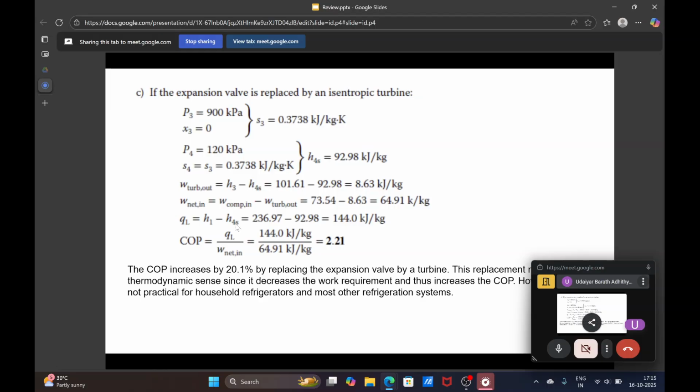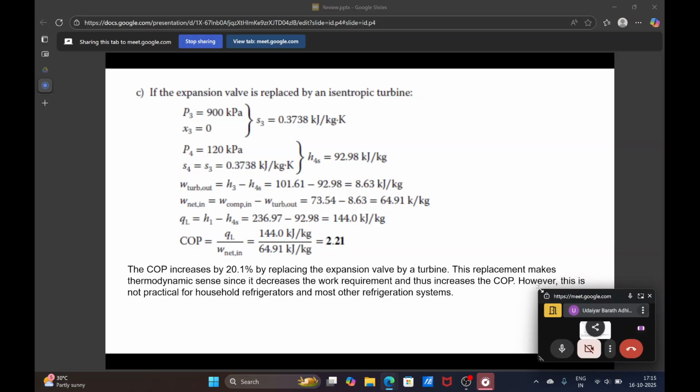which you are supplying to the cycle has come down, and also your cooling rate has gone up. So QL has increased, so your numerator is increasing and denominator is decreasing. So your COP will increase. So that's what you are seeing. Previously it was 1.84, now it has increased to 2.21. So the COP has increased by 20.1% by replacing the expansion valve by a turbine. Thermodynamically this makes sense because your work is reducing, you are getting higher cooling capacity, and your COP is also increasing.